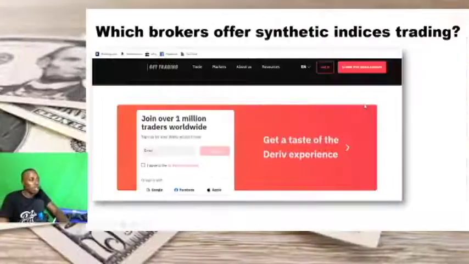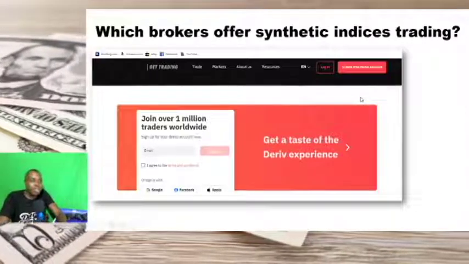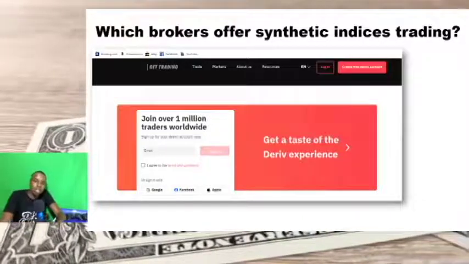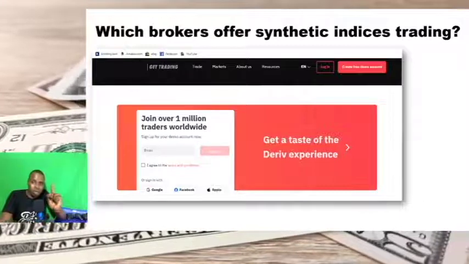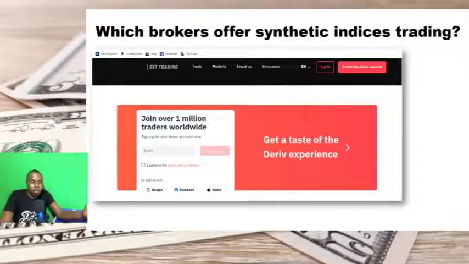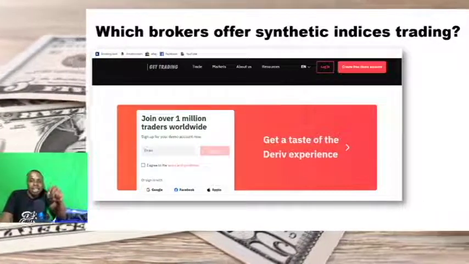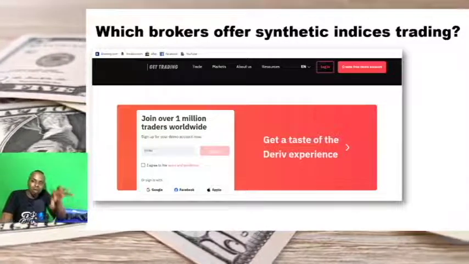Now let's talk about which brokers offer synthetic indices, right? This is a huge question, but the truth is there's only one broker that I know that offers synthetic indices, and the broker is called Deriv, right? Deriv is the only broker that offers synthetic indices.